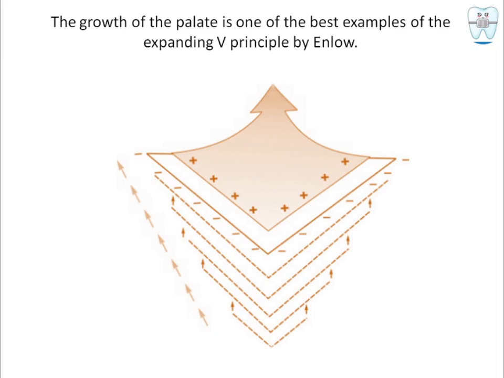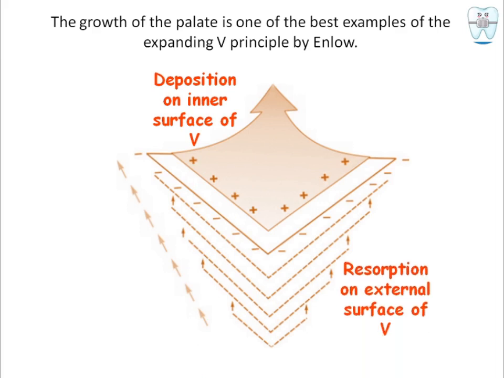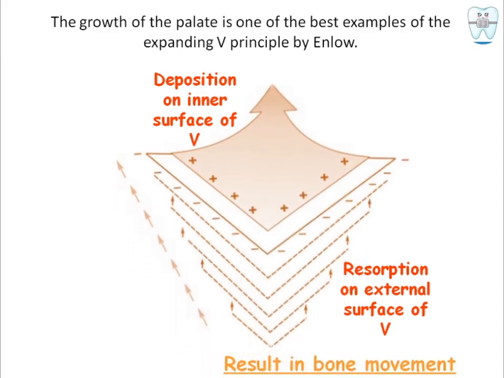So there is deposition on the inner surface of the V, and there is resorption on the external surface of the V. It results in bone movement. See, this is how bone moves in the direction where there is deposition. With the movement, the V also increases in size, that is, it expands.